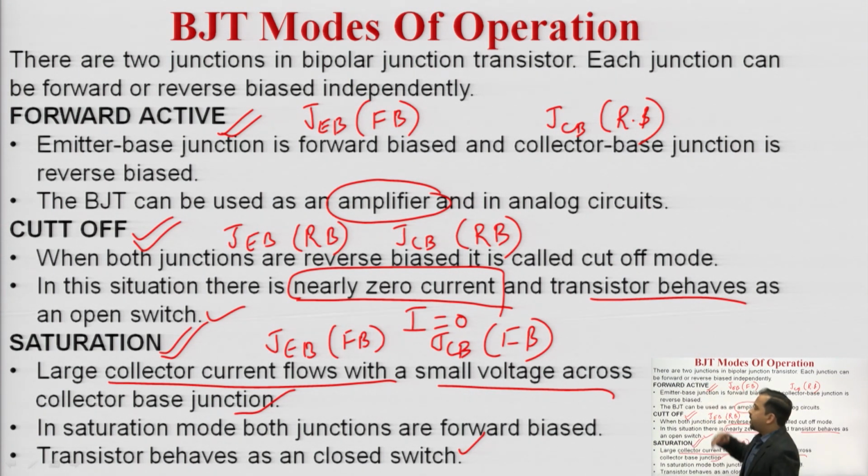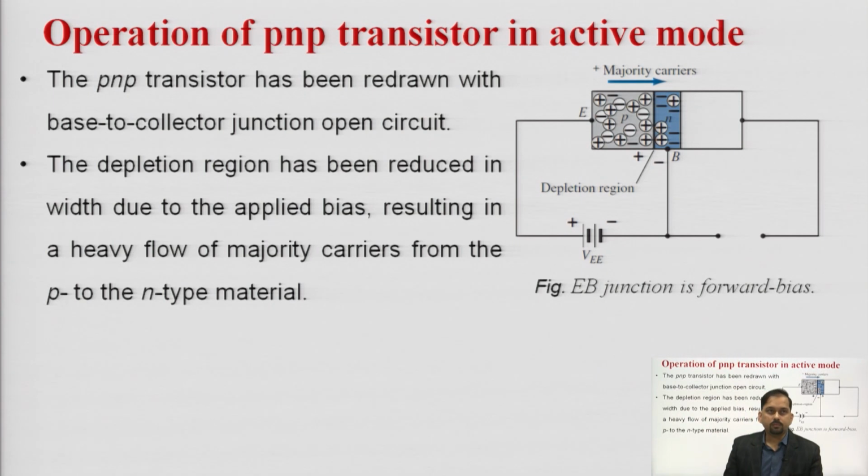After the forward active, we have the reverse active mode also, meaning the reverse of amplification. The reverse of amplification is referred to as attenuation. How will it produce attenuation? When the emitter base junction becomes reverse biased and the collector base junction becomes forward biased. So that is basically the application for the reverse active region.